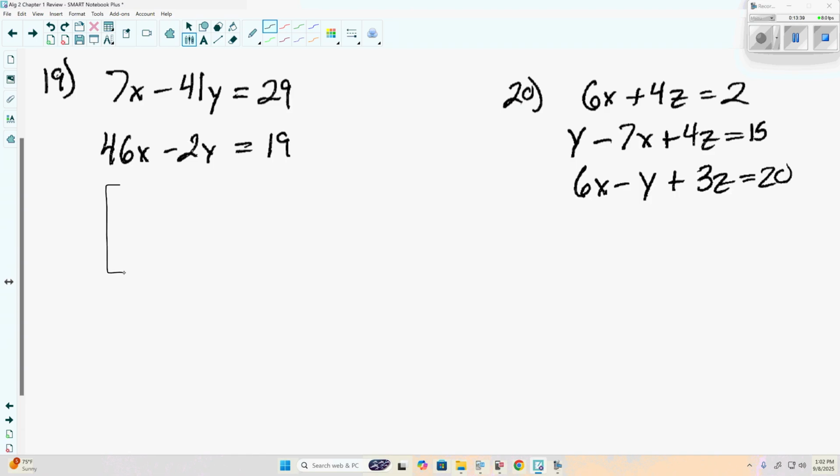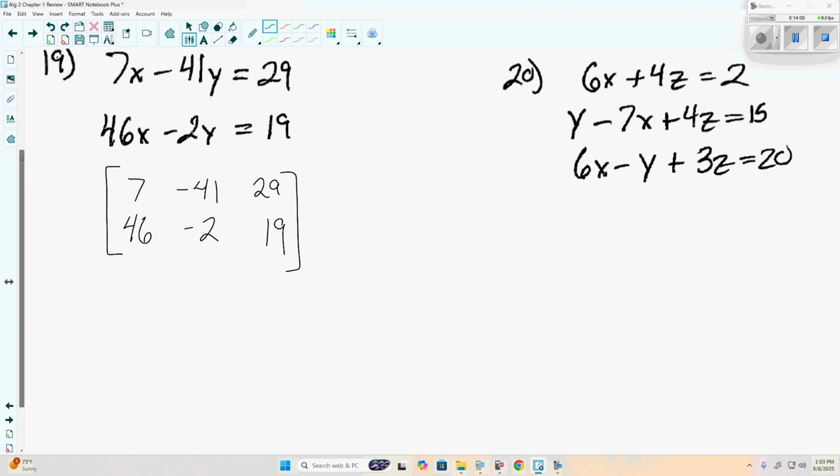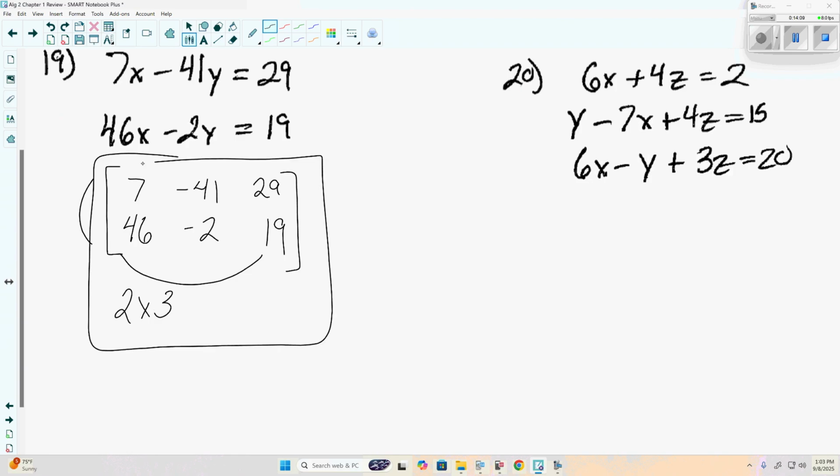So how would we write the first equation? It would be 7, -41, 29. Our second equation would be 46, -2, and 19. Now the dimensions would be what? Rows by columns. So it is a 2 by what? 3. That's it.